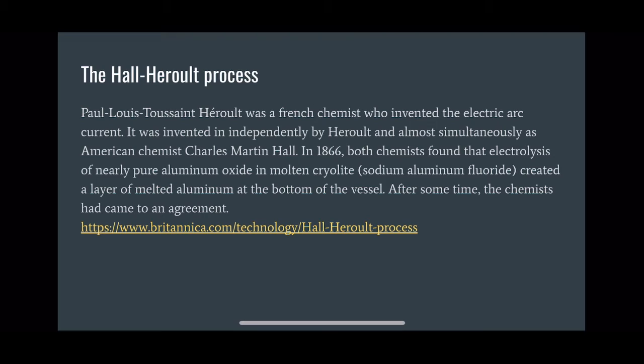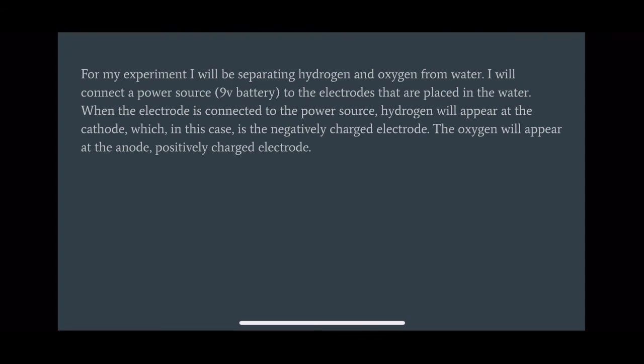The Hall-Héroult process. Paul-Louis Toussaint Héroult was a French chemist who invented the electric arc current. It was invented independently by Héroult and almost simultaneously by American chemist Charles Martin Hall. In 1886, both chemists found that electrolysis of nearly pure aluminum oxide in molten cryolite, aluminum sodium fluoride, created a layer of melted aluminum at the bottom of the vessel. After some time, the chemists had come to a mutual agreement.